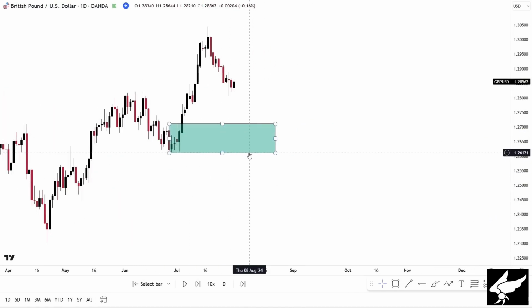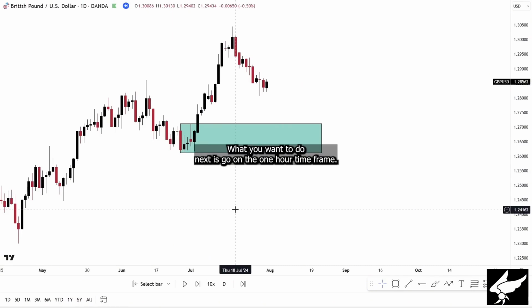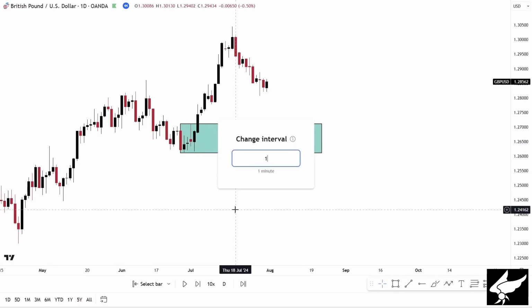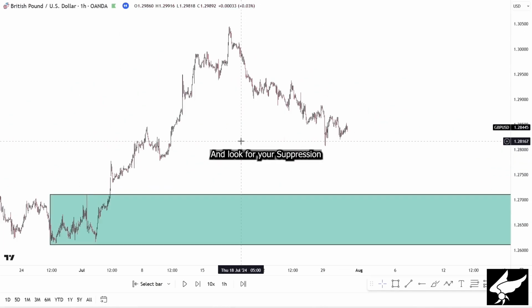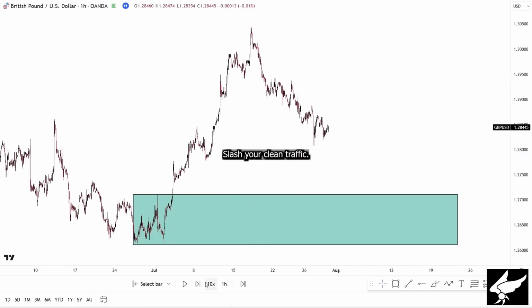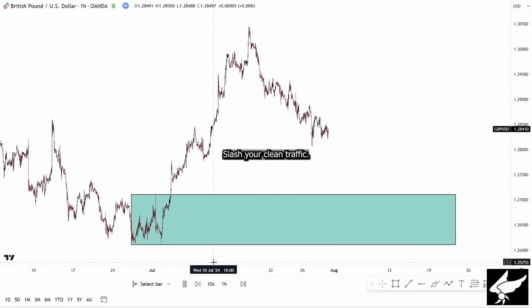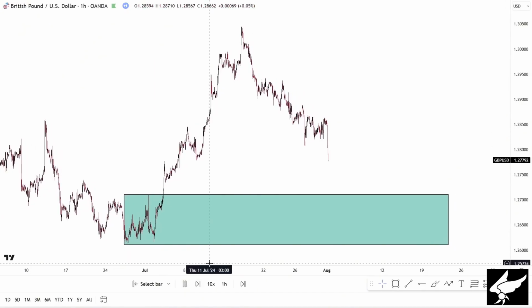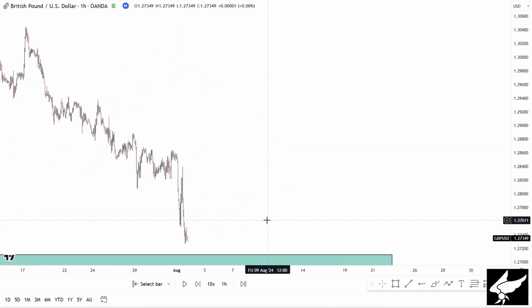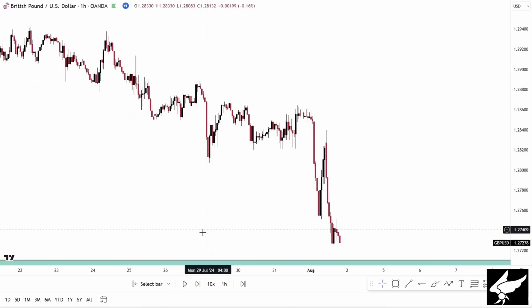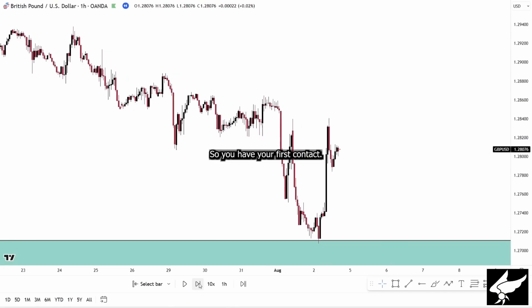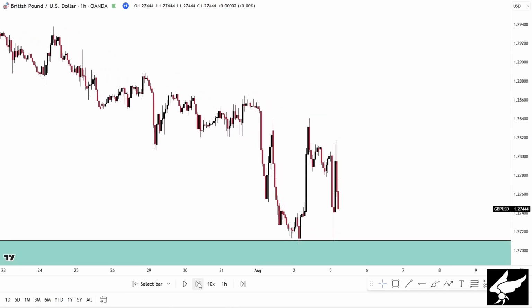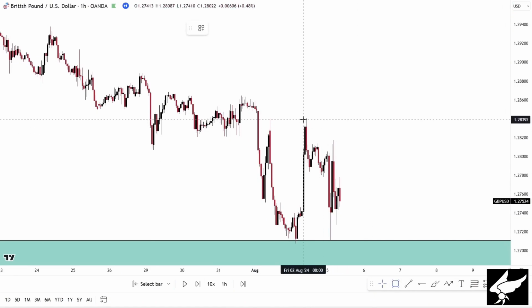So here you have your extreme demand zone, and like we explained previously, you look to the left for context and you can see that you are a buyer. What you want to do next is go on the 1 hour time frame and look for your suppression slash your clean traffic. So you have your first contact and you have your clean traffic right here.